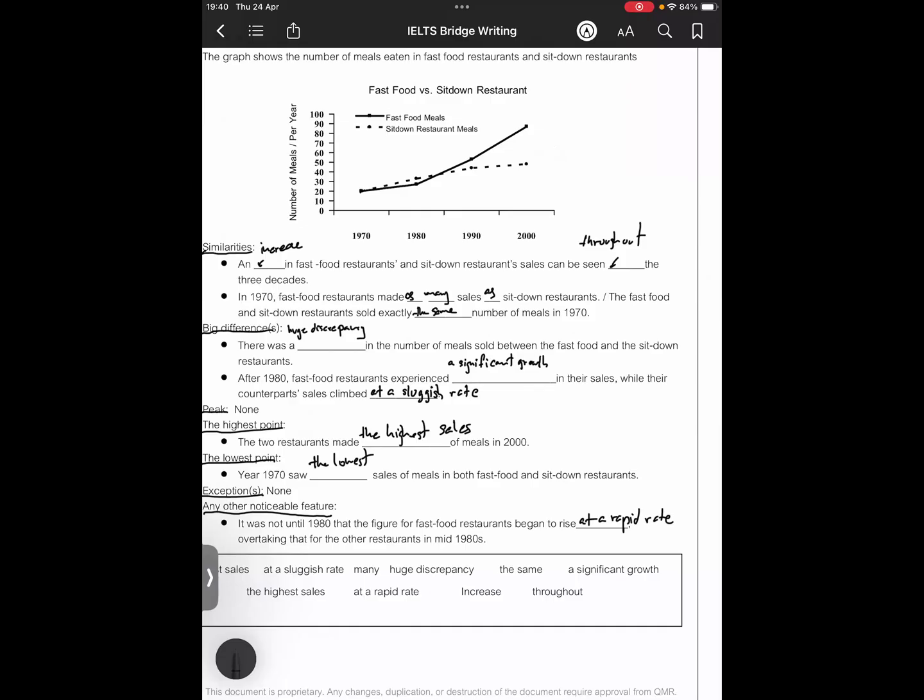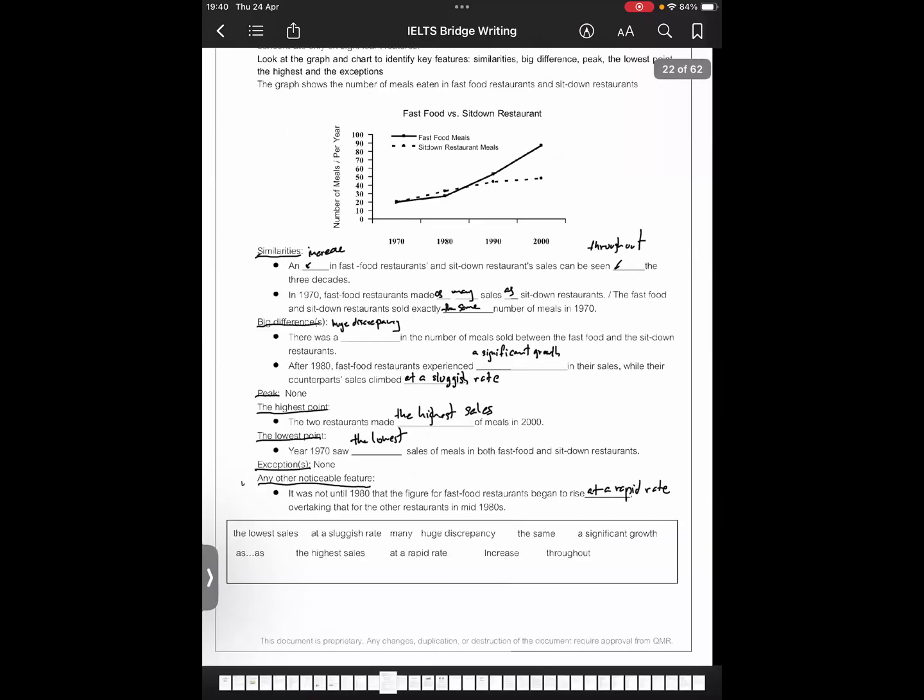Overtaking that for the other restaurant in the mid-1980s. All right, that's it.